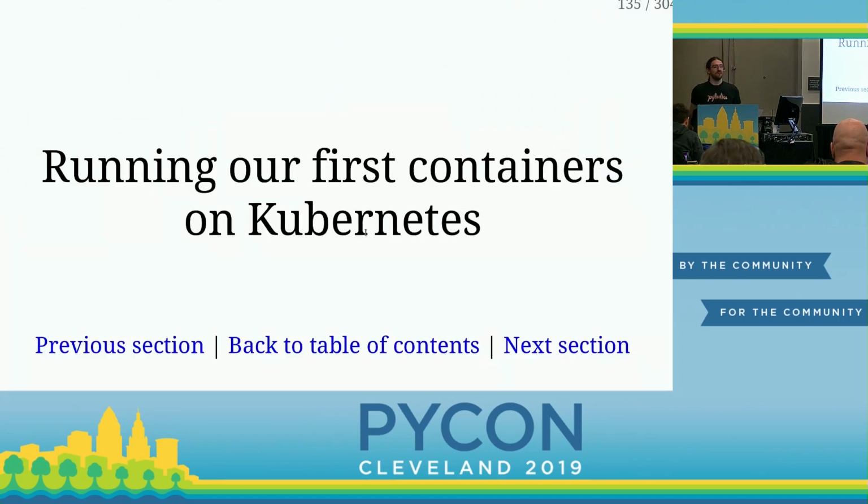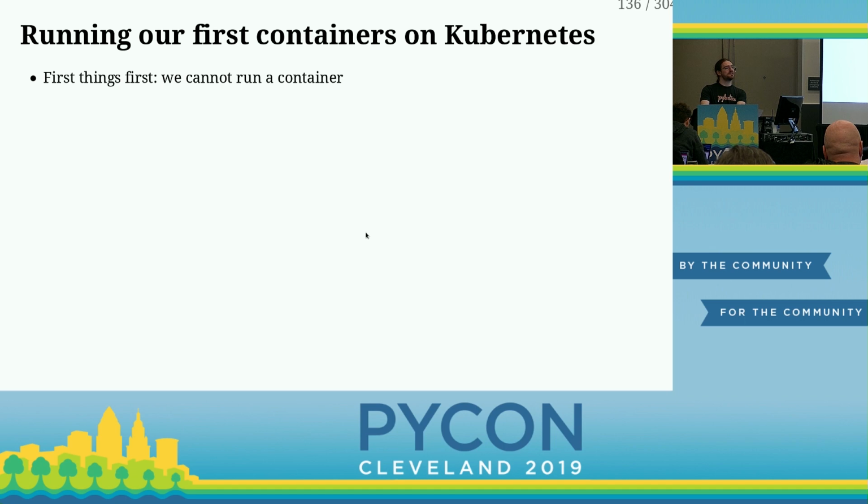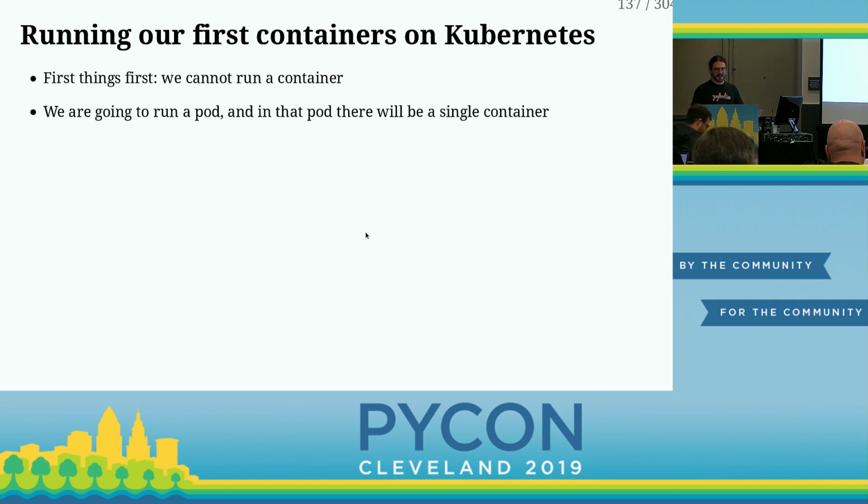So it's time to run our first containers, now that we've seen a lot of theory and concepts. And first things first, remember what we said earlier. We can't really run a container. What we can run is a pod, and in that pod there will be a container. And again, we can't tell Kubernetes to run something. All we can do is write a nice spec saying, I would like this thing to be running, send that to the API server, and then the API server is going to store that in etcd, and then a bunch of controllers are going to wake up and make that happen.